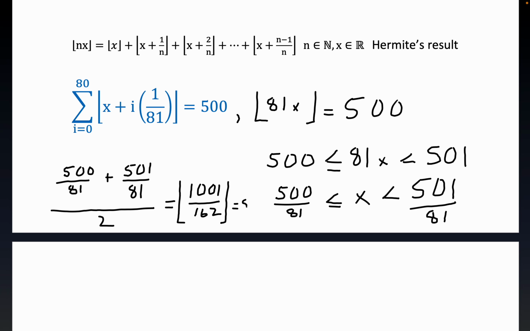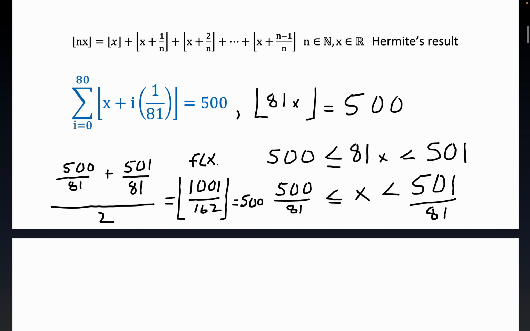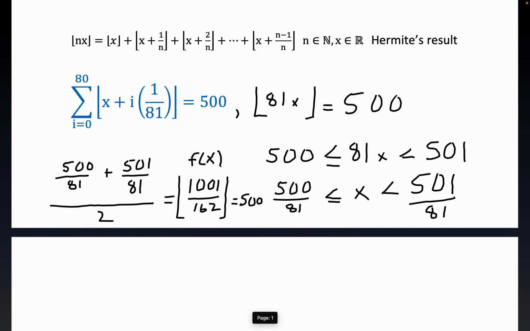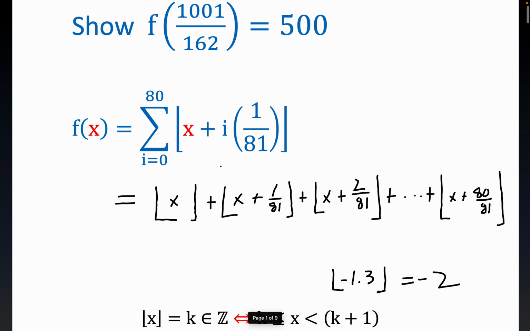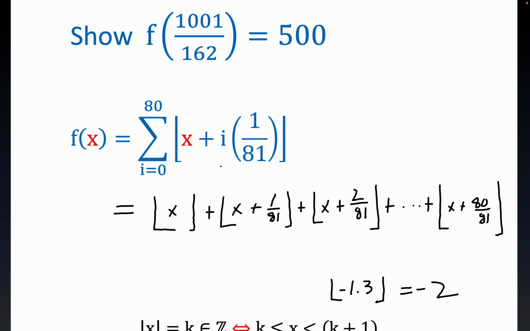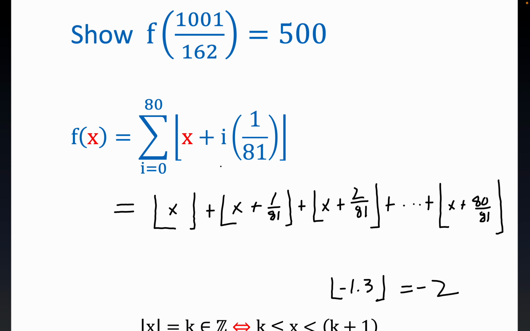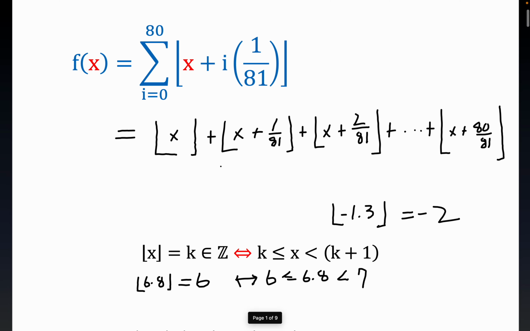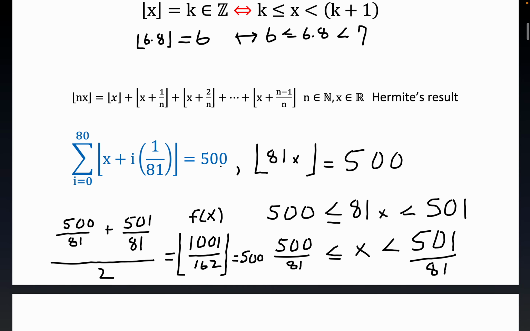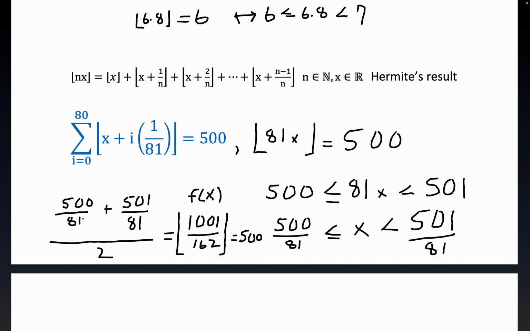Now, there's a way to do this, I think, using arithmetic progressions. Remember, this would be your f of x, the way we defined it. We defined f of x to be that floor function. We wanted to show that f at 1001 over 162 was equal to 500, and that's what we've done with this demonstration. Hermite's criterion bore the burden here, but let's get that circled. And y'all, that does it.